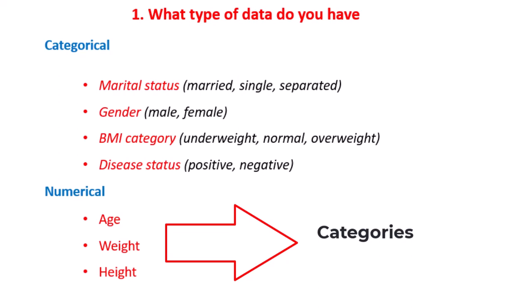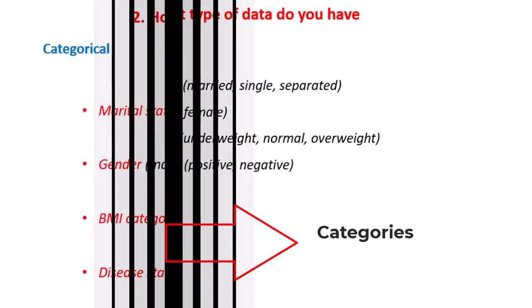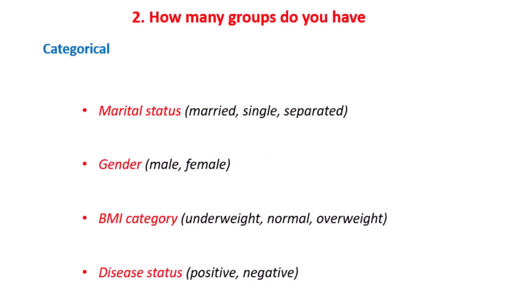The second type of question we are asking ourselves is, how many groups do we have? In the previous example of marital status, if it is captured as married, single and separated, those are three groups or response levels. If we have gender captured as male and female, then we have two groups. In this case, marital status and gender are variables, whereas the categories are captured as the groups or responses.